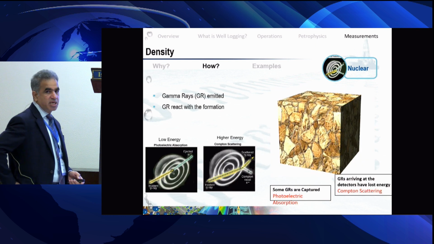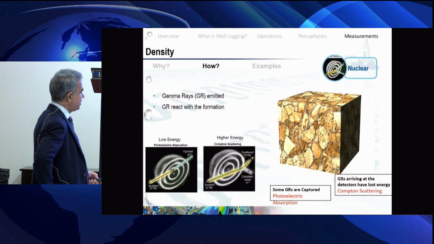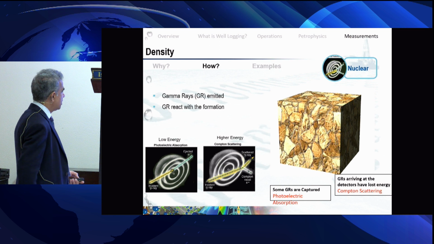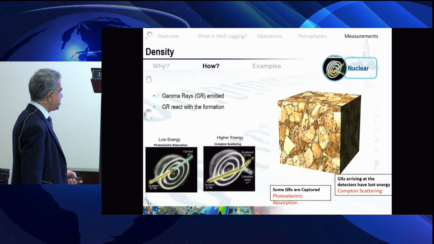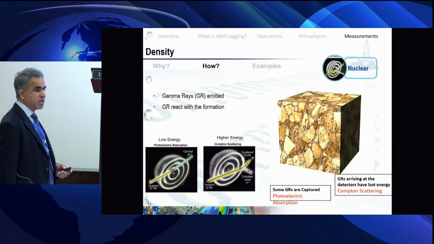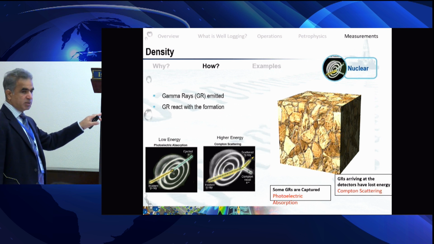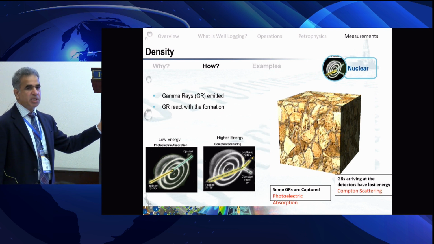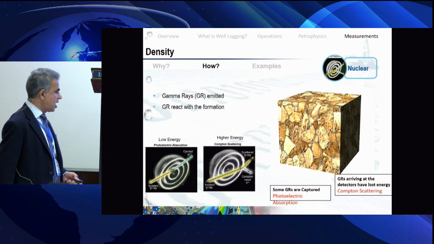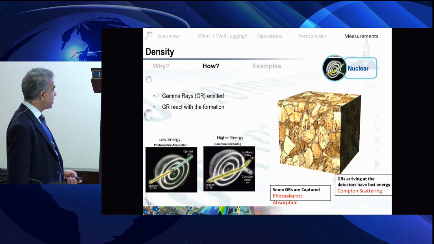So what type of interaction does it go through when the gamma ray leaves the nuclear source of the density tool? They could be different types of energy, low energy, high energy, and then different interactions: photoelectric absorption and Compton scattering. Of course, I cannot explain too much detail with the short time, but there is literature available, and you might have already studied all these nuclear interactions.